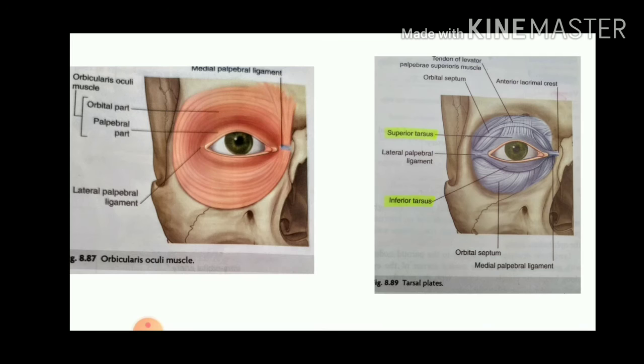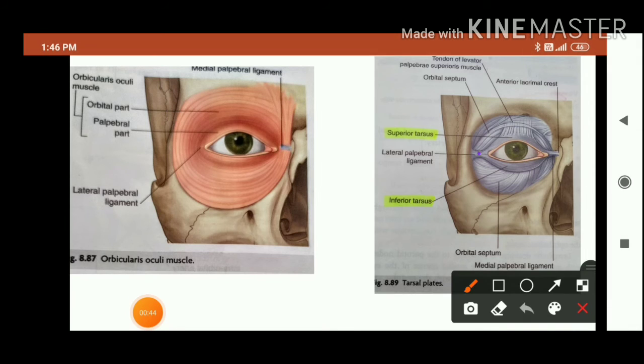Here in this diagram also you can see that attached to the superior tarsus we are having the tendon of levator palpebrae superioris. But the superior tarsal muscle is a smooth muscle, and you know that due to the superior tarsal muscle, the non-voluntary blinking of our eyelids takes place. But when we want to move our eyelids or blink consciously or voluntarily, then the levator palpebrae superioris muscle plays the most crucial role.